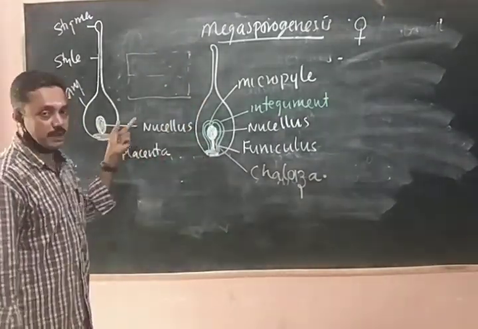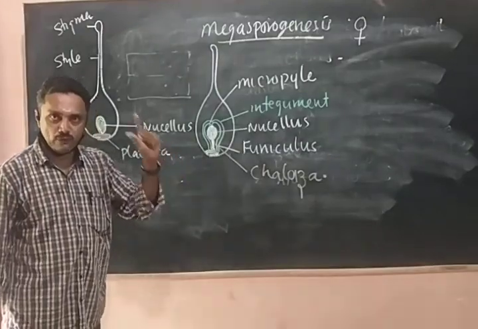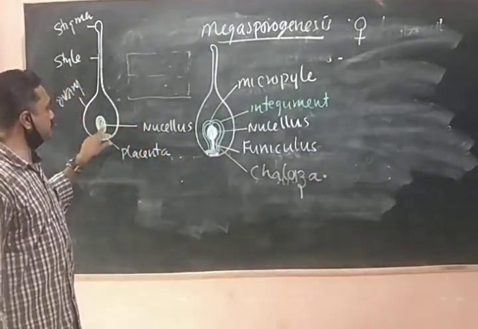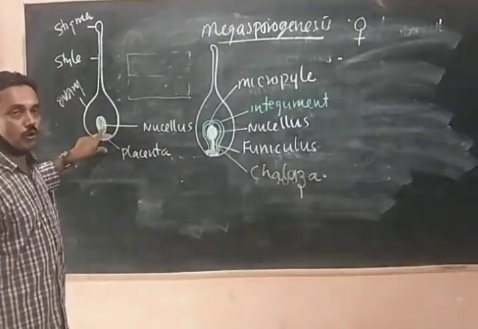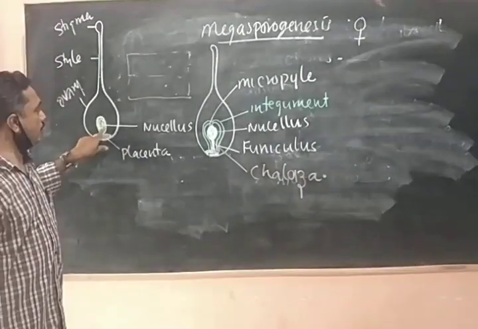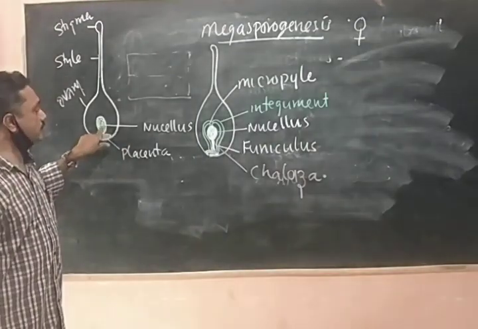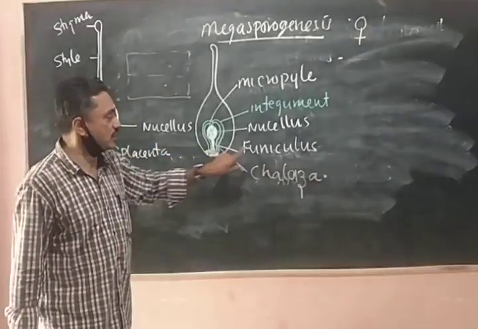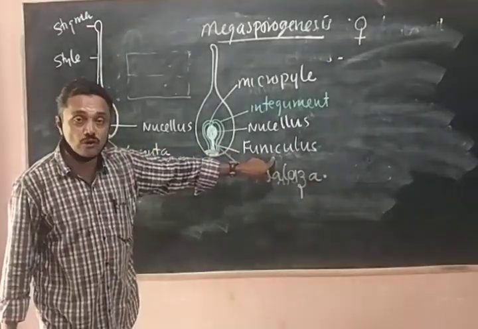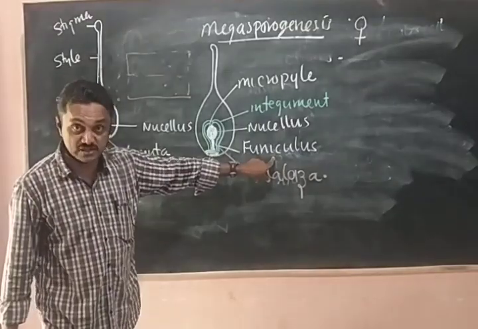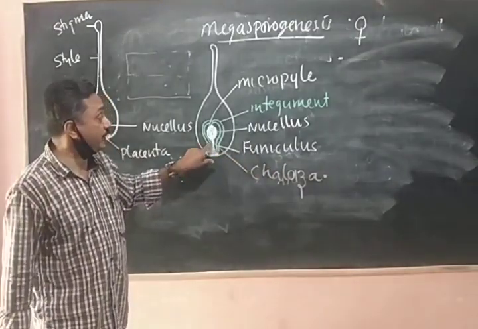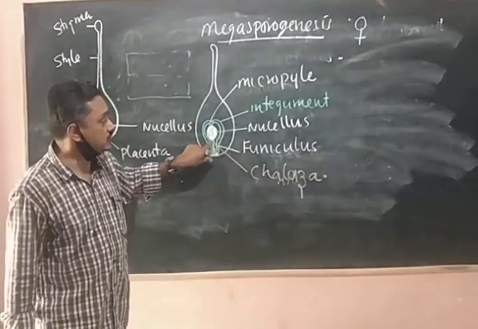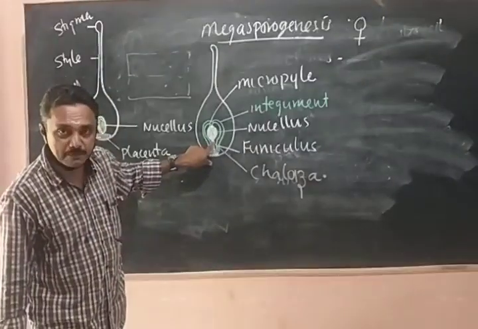First of all, I will explain once again the development of the ovule. It develops as a small mass of tissue inside the ovary, on the placenta. The small mass of tissue is called the nucellus. It develops a stalk-like structure called the funiculus. The stalk of the nucellus is called the funiculus, and the point where the nucellus and funiculus join is called the chalaza.